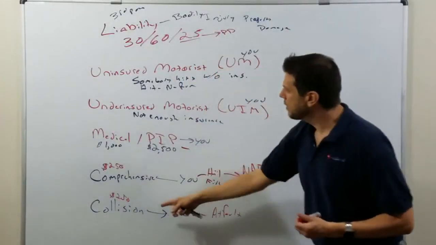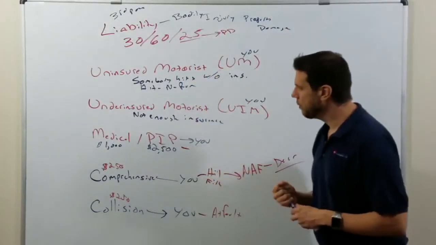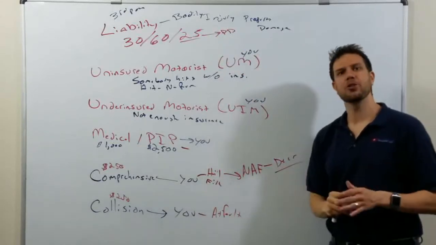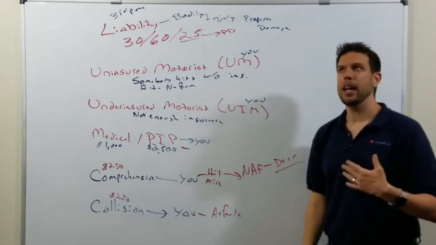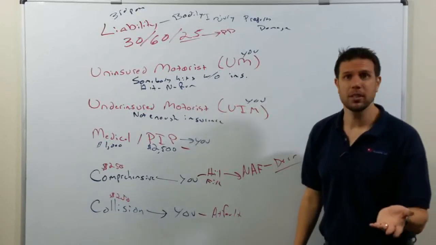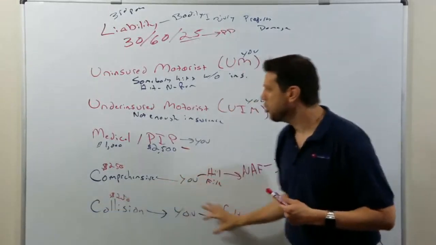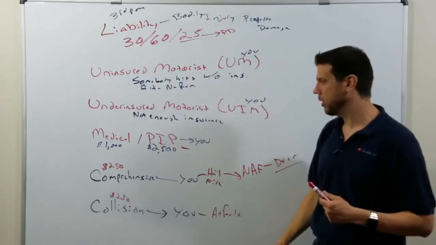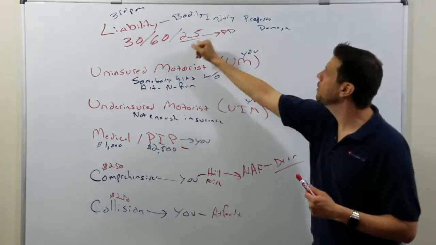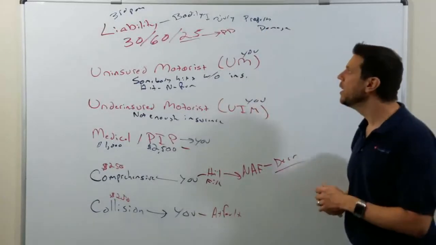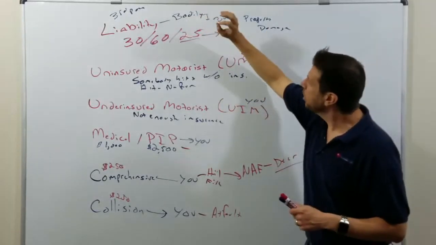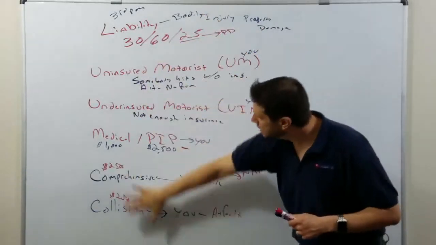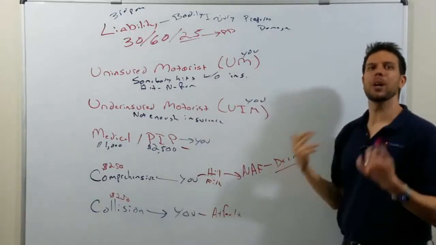So collision fixes your car if you hit something. Property damage fixes the other guy's car. Let's say you're driving your car and it's late at night and you hit a house. Collision fixes your car. Property damage fixes the house you hit. Let's say you hit a guardrail. Collision fixes your car. Property damage fixes the guardrail. Liability is actually the only part of auto insurance that pays other people. The rest of the policy pays you and your stuff.